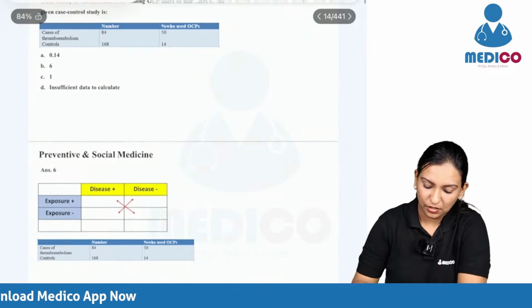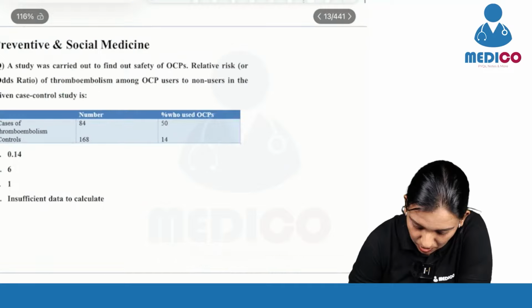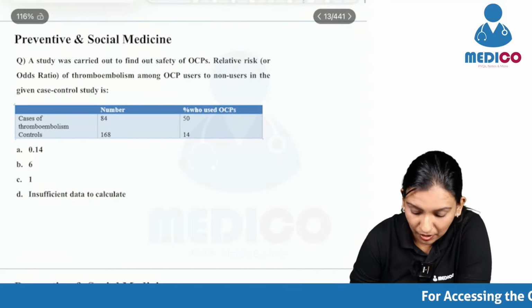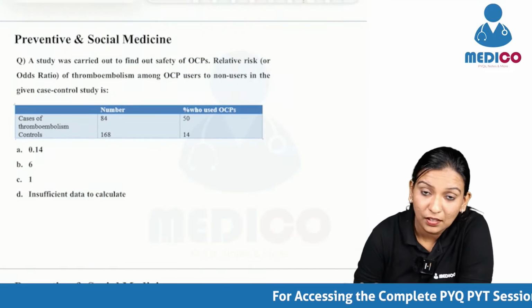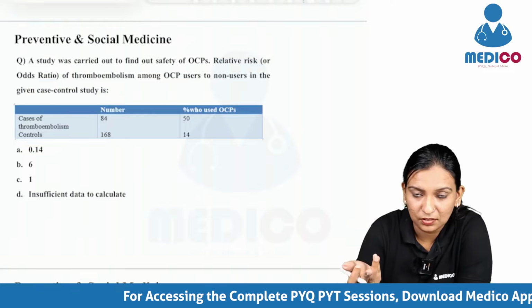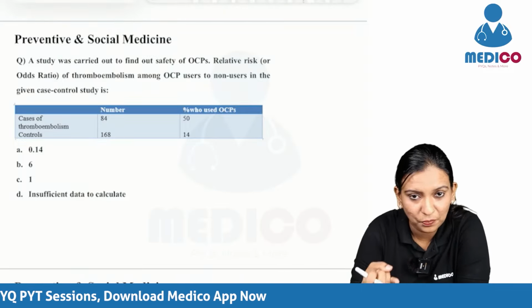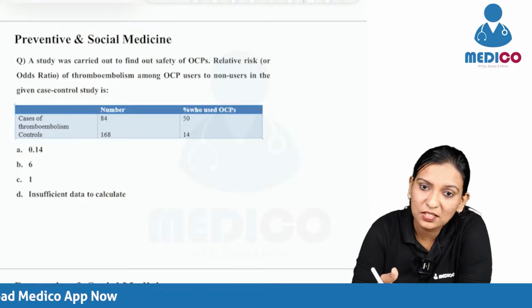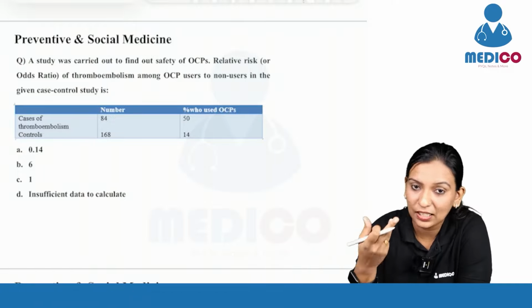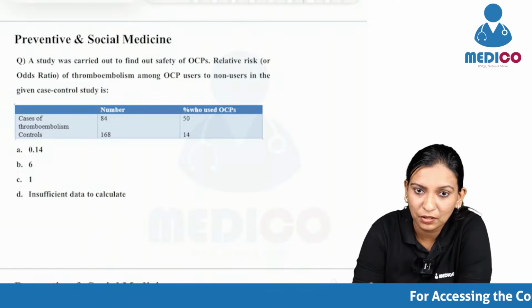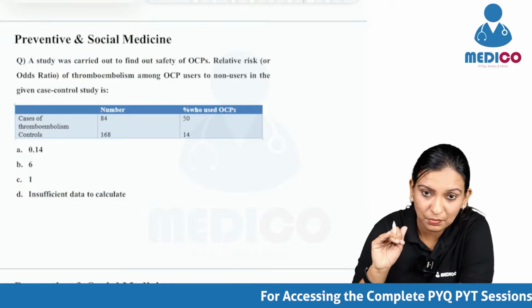So now, going on to the next question. This question involves some calculations, okay? Basically, they are going to ask you to calculate the association. That is, in a case control study, you have to calculate the odds ratio. In cohort studies, you have to calculate the risk. It can be relative risk, attributable risk, or population attributable risk. So this is a similar question to that.